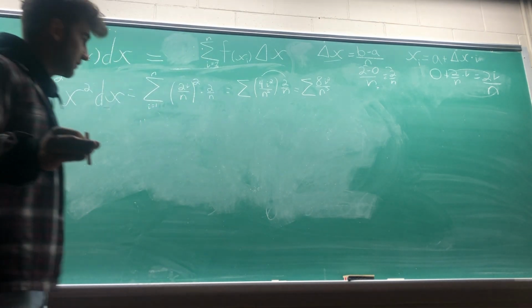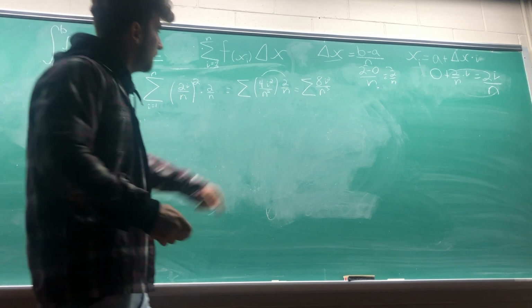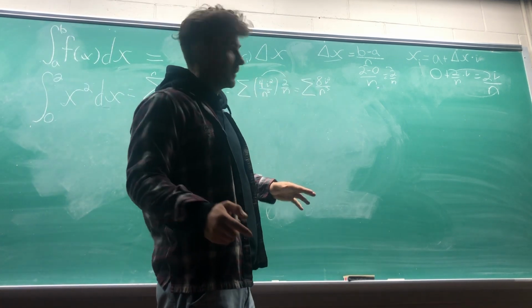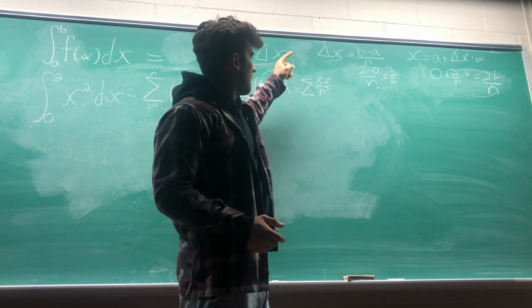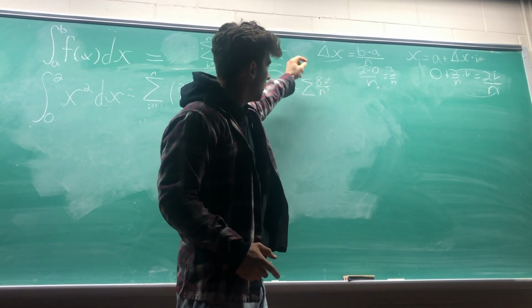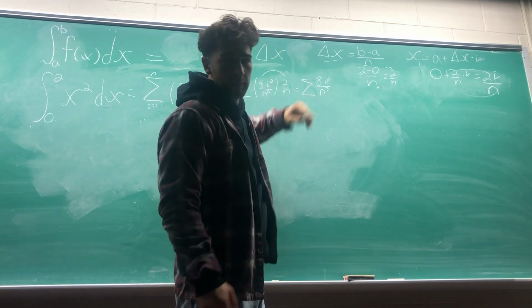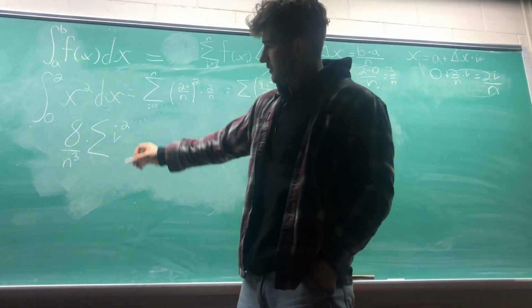So now what we're going to do is we have to start to use our summation formulas. But you can see here, this is the summation symbol, by the way, it just means add everything. The only thing that it cares about is the i. So if we can pull our 8 over n cubed out, it makes things a lot easier for us. So this is what we have now.